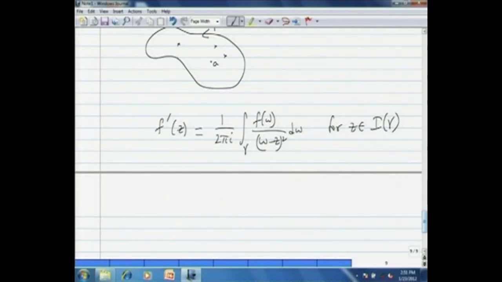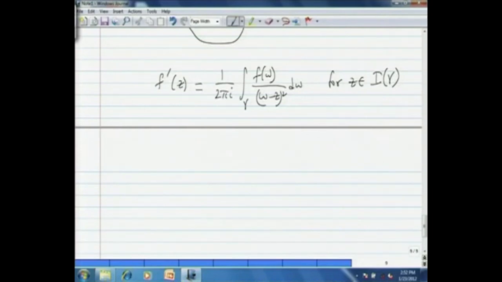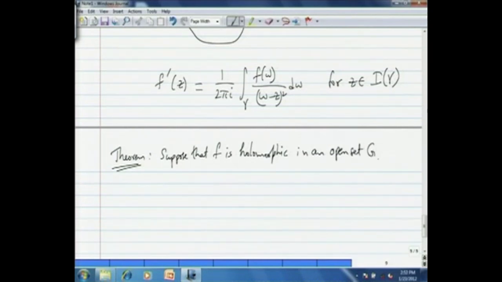So, that is your Cauchy's formula for the first derivative, and using this, what one can show is that one can extend this formula for the second derivative as well. So, we will extend this, and not only that, we will show the following theorem. Suppose that f is holomorphic, that is analytic, in an open set G. Then the first statement is that f prime is also analytic in G, and from the first statement we can conclude that f has derivatives of all orders in G.